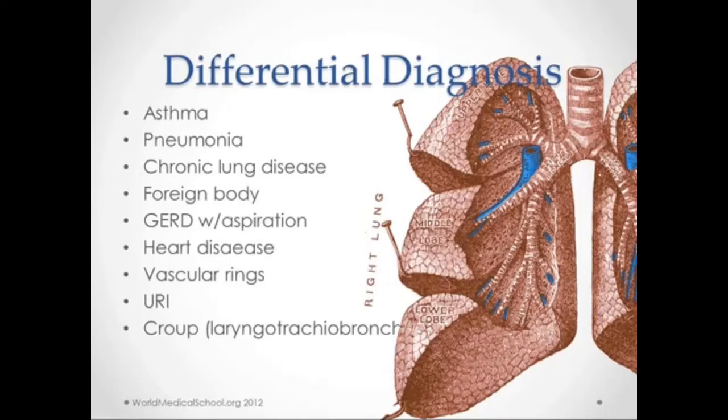Croup, which is laryngotracheal bronchitis, is going to be a little bit higher up too. You don't get the wheezing, you get that seal-like bark. And then, of course, pneumonia is an infection that gets down clear into the alveoli. So we've got upper respiratory infections, we've got croup, we've got bronchiolitis, and then we've got pneumonia as you get farther down in there.